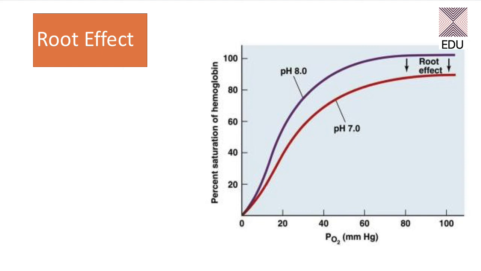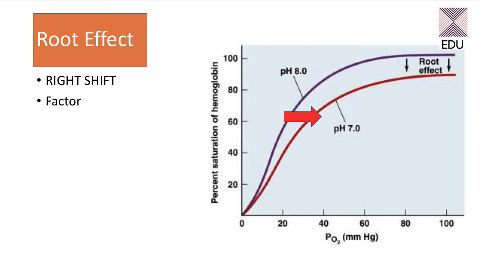So what we have in the graph is that the violet line is at pH 8 and the red line is at pH 7. What is shown in this graph is that if we decrease the pH, it will decrease the percent saturation of hemoglobin. So this is the root effect. This is again a right shift. The root effect is also a right shift, as is the Bohr effect.